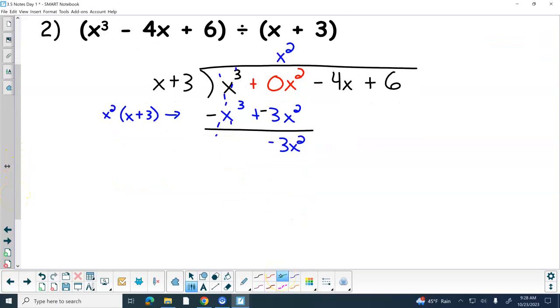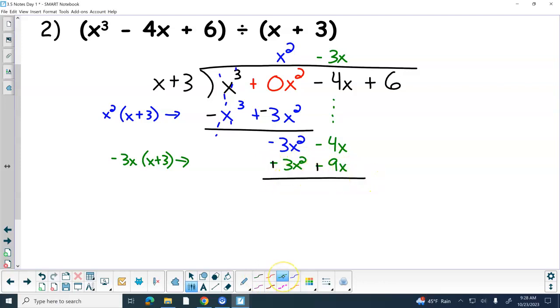Then this is going to be negative 3x. So negative 3x times x plus 3. Oops, I forgot to bring down the negative 4. I get so jazzed up with all this stuff. Negative 3x squared minus 9x. Change, gives me positive 5x.